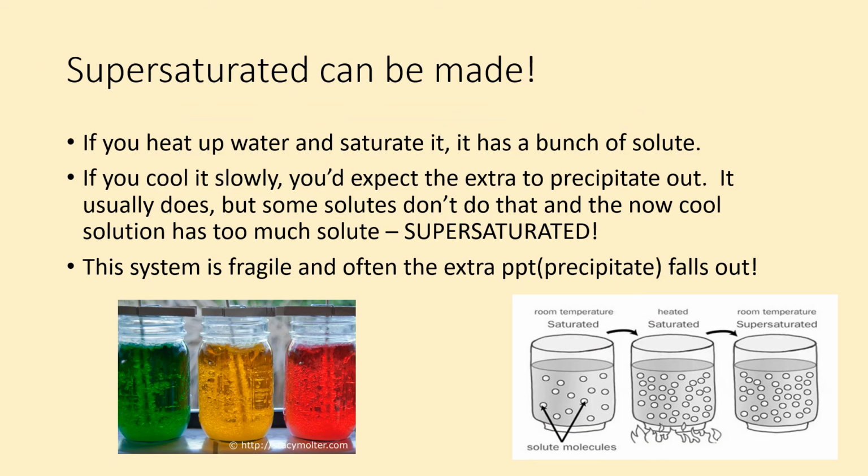Okay, so if you heat up water and saturate it, it has a bunch of solute in it. If you cool it down slowly, you'd expect the extra to precipitate out or turn to solid when that solvent can't hold that solute. It usually does, but some solutes don't do that, and now the cooled solution has too much solute, so it's supersaturated. Okay, it's a fragile system. It's not going to stay that way for long, and the extra precipitate can fall out. It's called crashing out. Okay, so making rock candy is a utilization of a supersaturated solution.